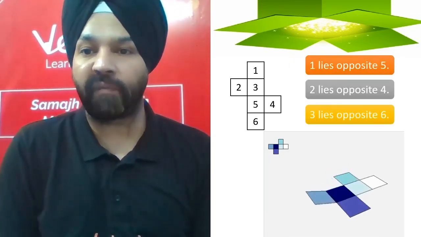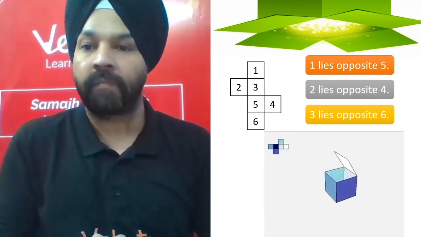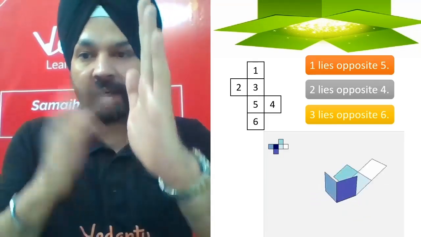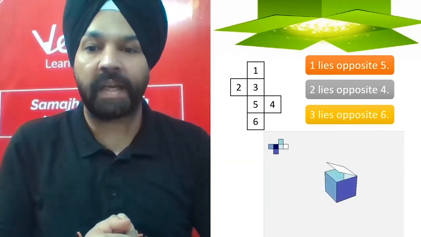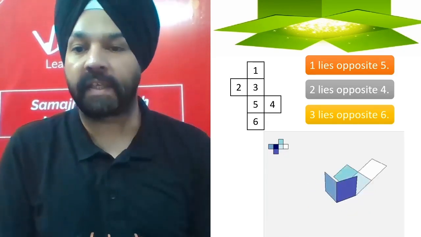What can we infer? We can infer that 1 lies opposite to 5, because 3 is between them. 2 lies opposite to 4 because they are on the opposite side of a track, 4 walls के इस तरफ हैं. Then 3 lies opposite to 6 because 5 is between 3 and 6.